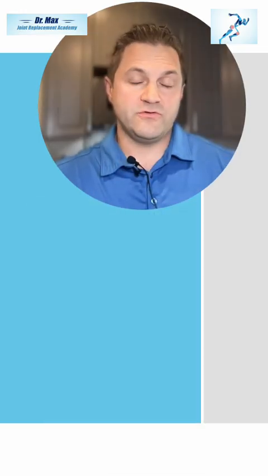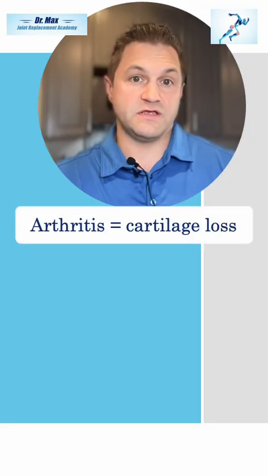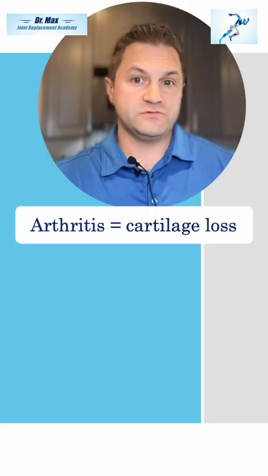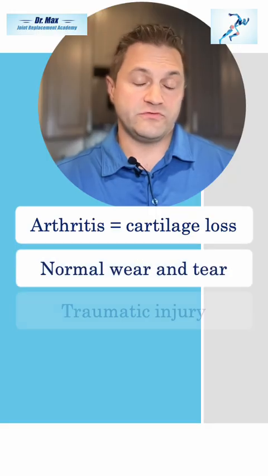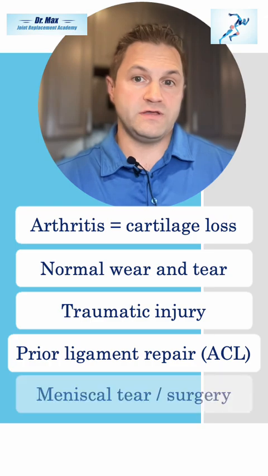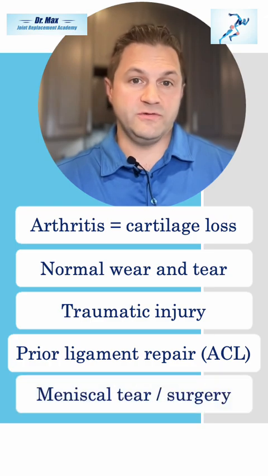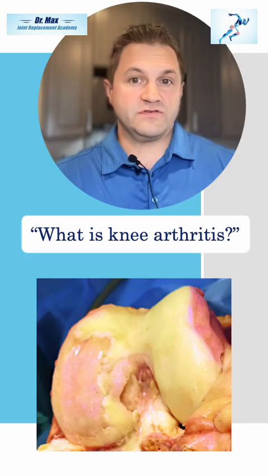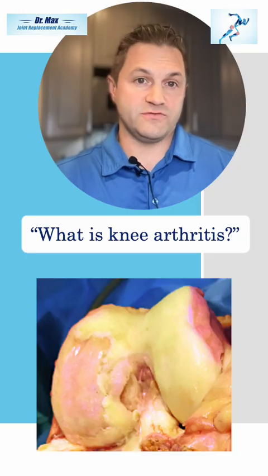Now back to the original question, what is arthritis? Arthritis is the result of cartilage loss, a loss of that protective buffer. How does this occur? This can result from normal wear and tear, traumatic injury, prior ligament repair such as ACL, or from meniscal injury that may have required surgery. Here's an example of that process occurring in the knee, with the yellow healthy cartilage on the right side of the image and the exposed bone on the left.